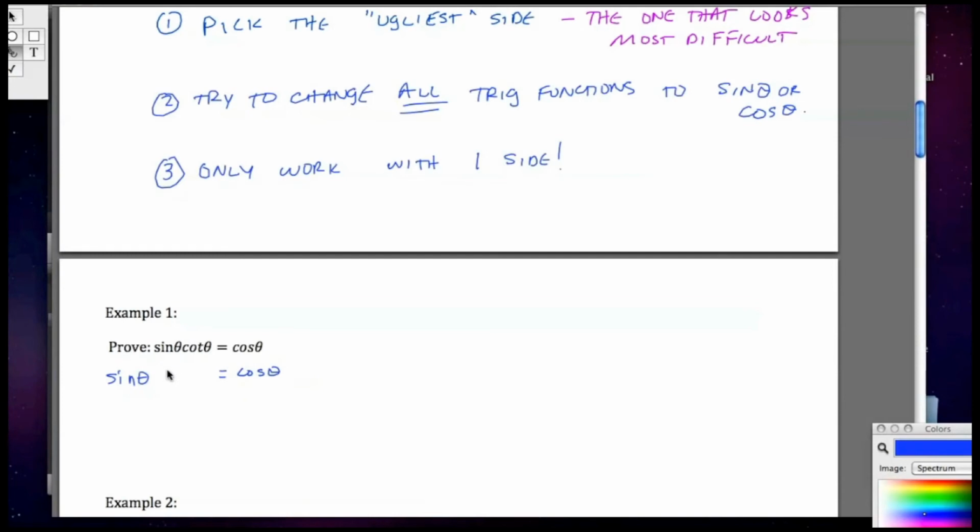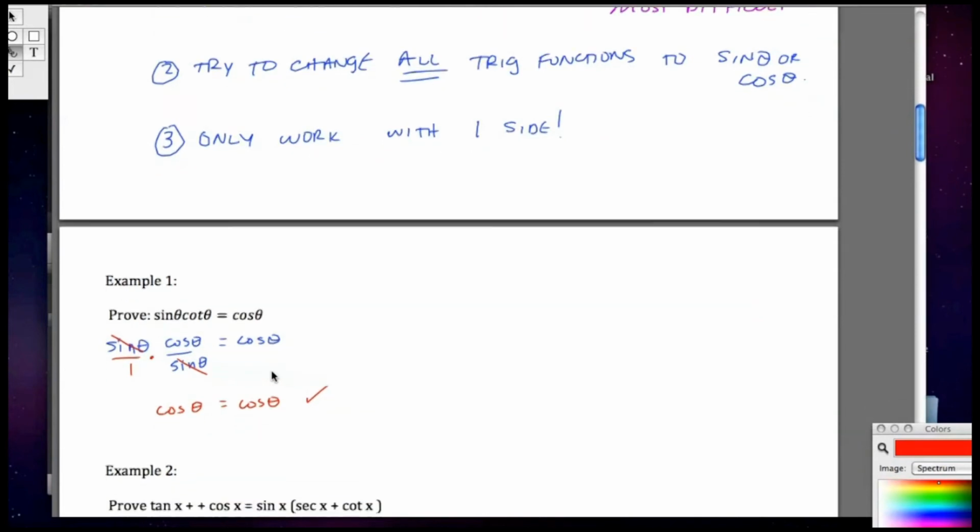This is going to be cosine theta over sine theta. And I'm going to remember here that this is going to be sine theta over 1, and I'm multiplying. So this sine theta is going to cancel with this one. So what I'm left with is cosine theta on this side and cosine theta on this side. So I'm going to put a check mark by there because I've shown that when I reduce things and make them look different, this side actually is equal to cosine theta. Okay? So we're going to apply the same principles.